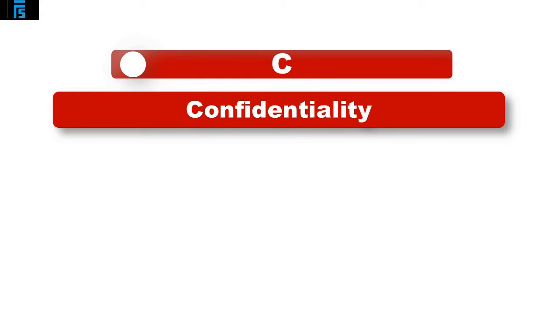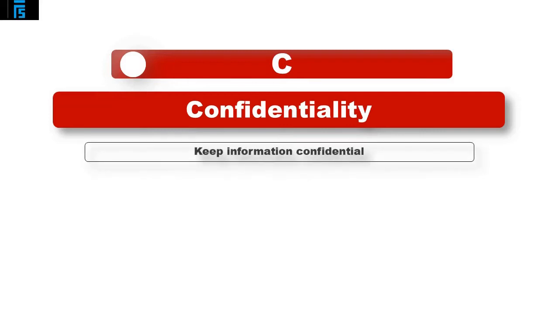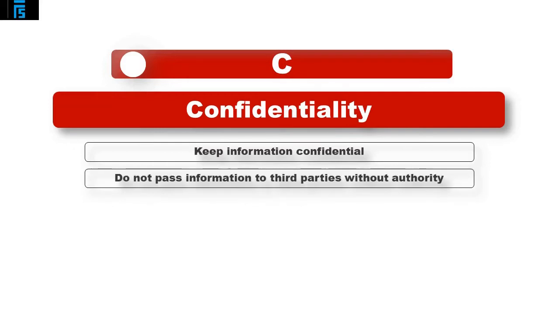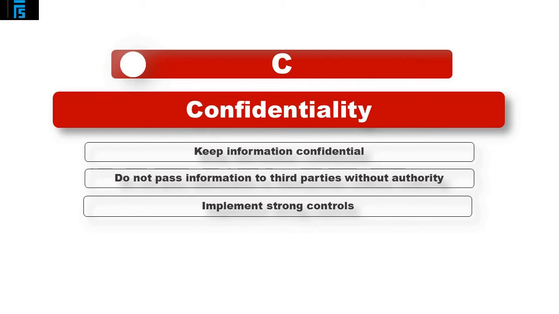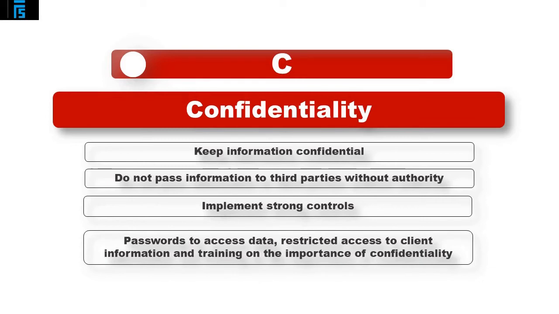Finally, the C is confidentiality. For the business to trust sensitive information being handled by the auditors, they must be able to keep information confidential. No information should be passed to third parties without authority, and length should be taken to ensure information is not leaked. Strong controls should be in place within an audit firm to prevent this from happening, such as passwords to access data, restricted access to client information, and training on the importance of confidentiality to the audit team. Therefore, no gossiping about clients.